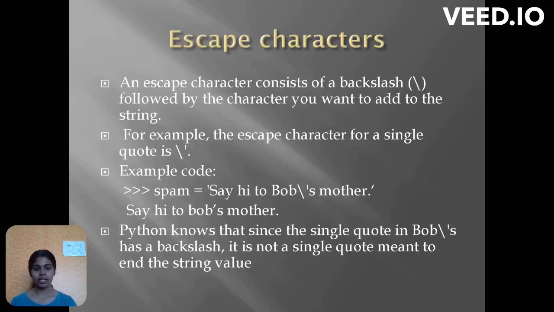Further, we have escape characters. An escape character consists of a backslash followed by the character you want to add to the string. So, for example, the escape character for a single quote is a backslash followed by the single quote. We have an example code here. A variable is declared, that is spam, which is having a string that is "say hi to Bob" and has an escape character here, that is backslash followed by the single quote as in "Bob's mother". So the output would be "say hi to Bob's mother", including the single quote.